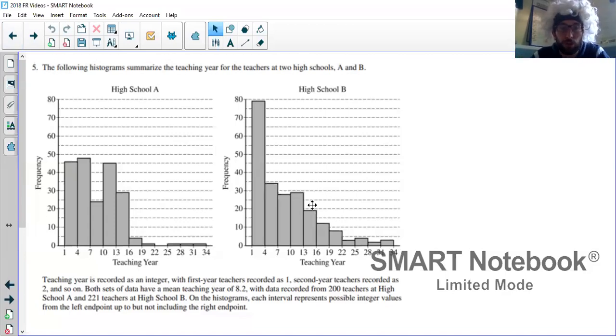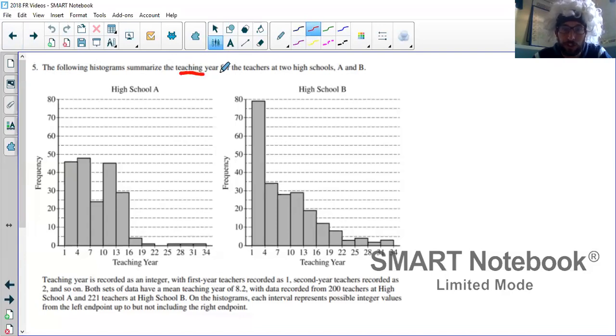All right, so we got two histograms for two different schools, high school A and high school B. These histograms are showing us the teaching year, right? So looking at experience, essentially.